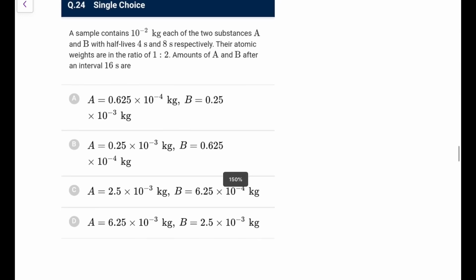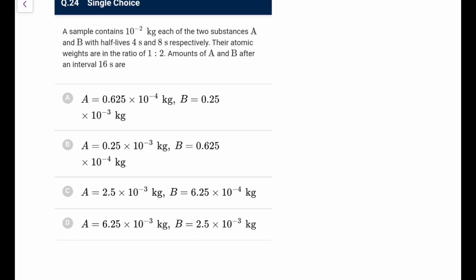Next one. Sample contains 10 to the power minus 2 kg each of two substances A and B with half-lives 4 and 8 seconds. Their atomic weights are in the ratio 1:2. Find the amount of A and B after an interval of 16 seconds. So you just check the mass also. The ratio in which number decreases, mass will also decrease. So both have 10 to the power minus 2. Amounts of A and B after an interval of 16 seconds is.